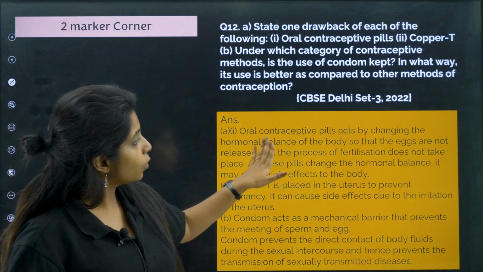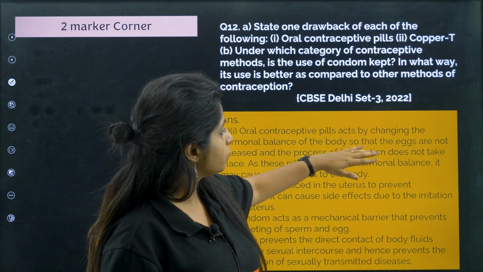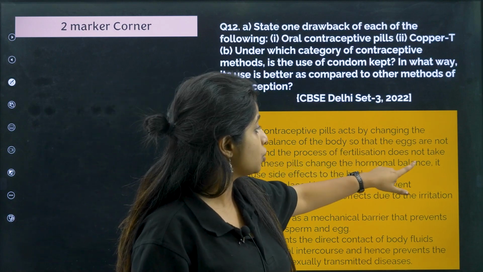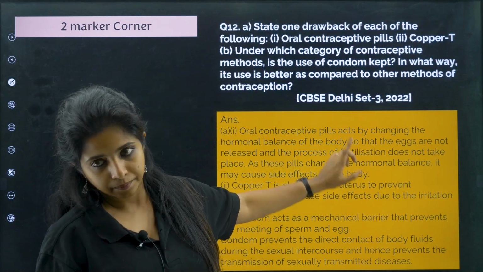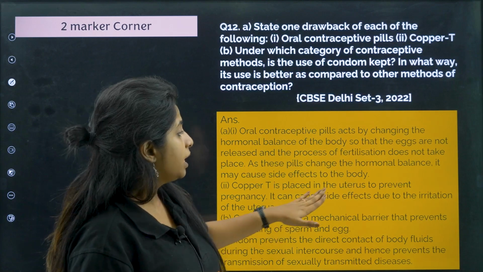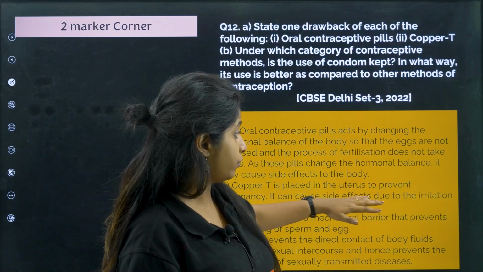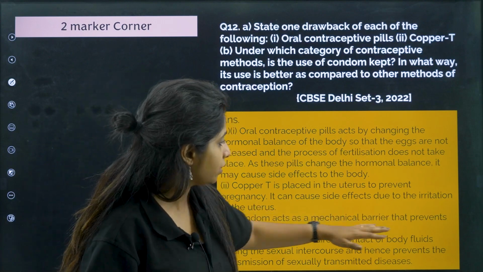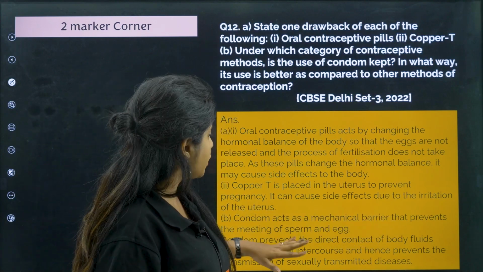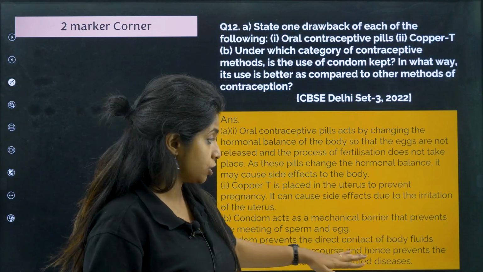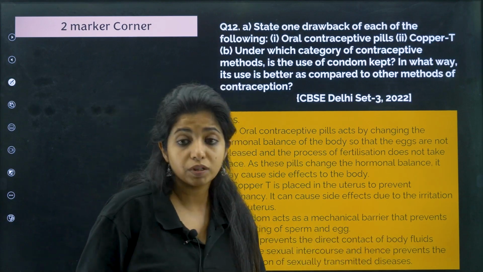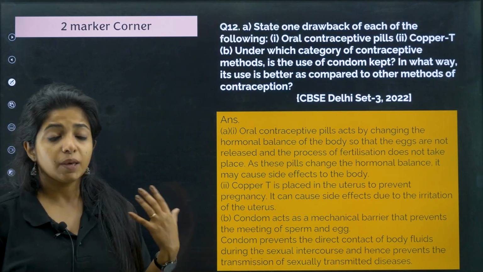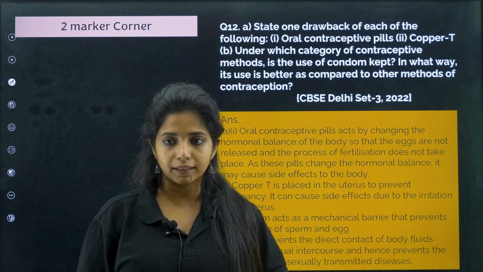How do you frame the answer? Oral contraceptive pills act by changing the hormonal balance of the body so that the eggs are not released and the process of fertilization does not take place. As these pills change the hormonal balance, they may cause side effects to the body. Copper T is placed in the uterus to prevent pregnancy. It causes side effects due to irritation of the uterus. Condom acts as a mechanical barrier that prevents the meeting of sperm and the egg. Condom prevents the direct contact of body fluids during sexual intercourse and hence prevents the transmission of sexually transmitted infections known as STIs, like HIV, AIDS, hepatitis B, genital herpes and things like that.